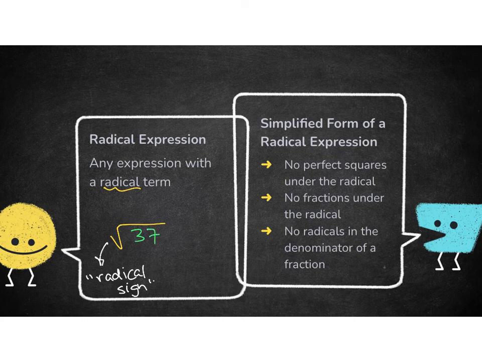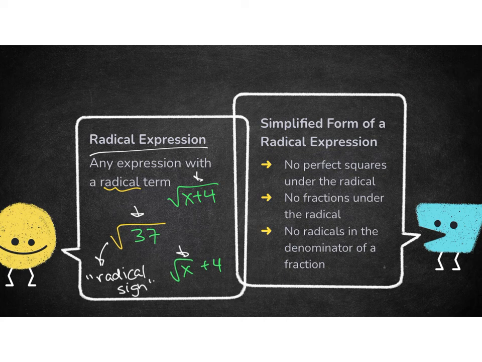So if you have the square root of 37, that is a radical expression. If you have the square root of x and then plus 4, that's a radical expression. If you have the square root of x plus 4 all underneath the radical, that's a radical expression. Anytime you see this symbol, it's going to be a radical expression.